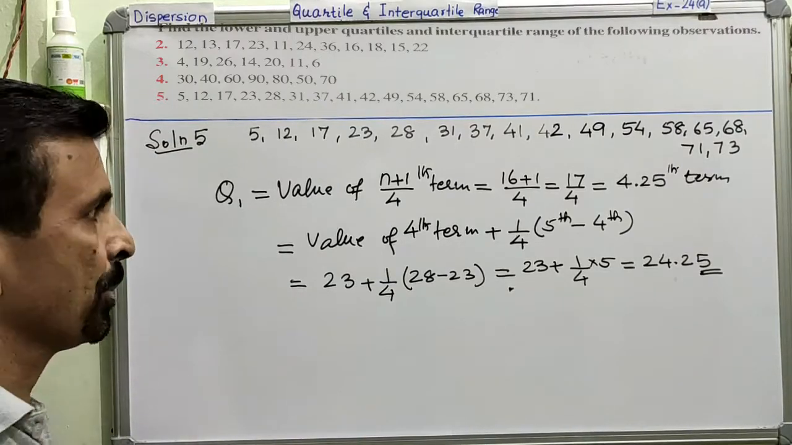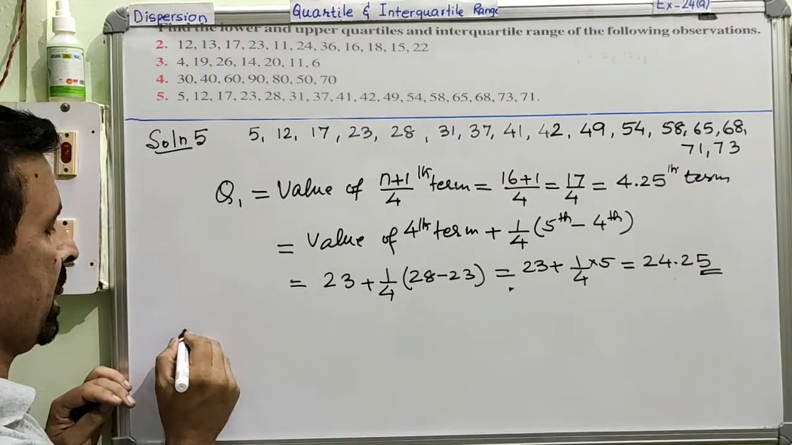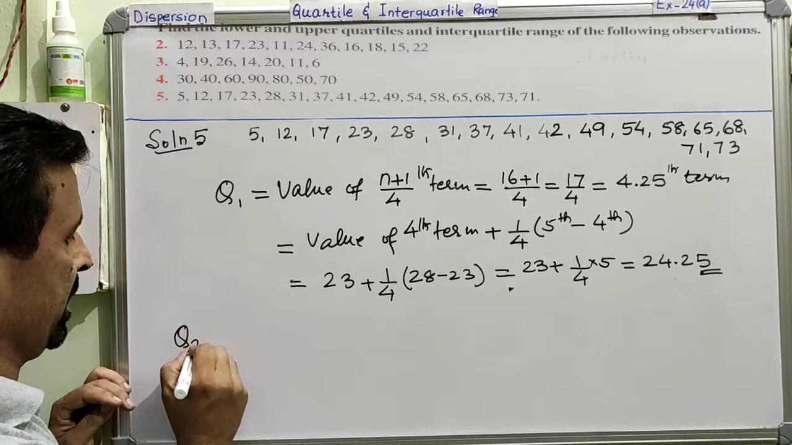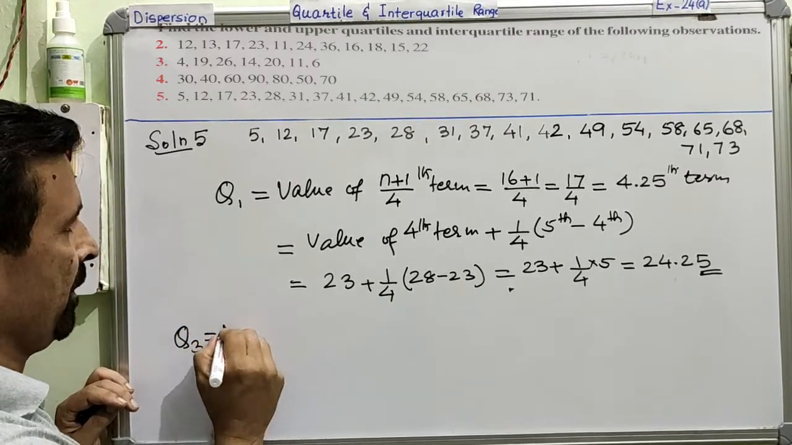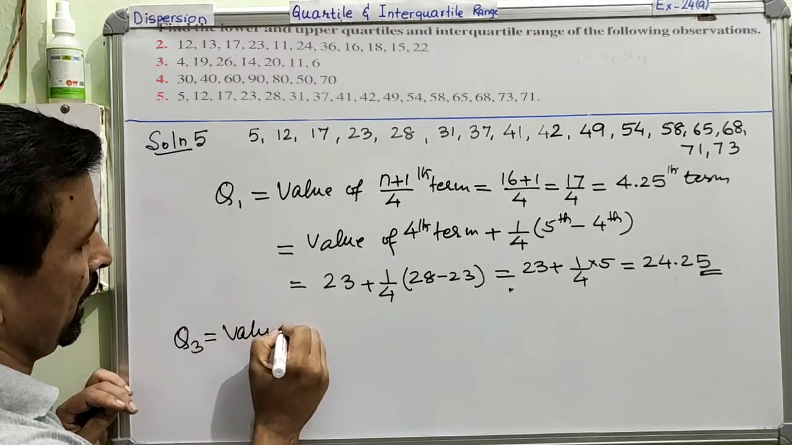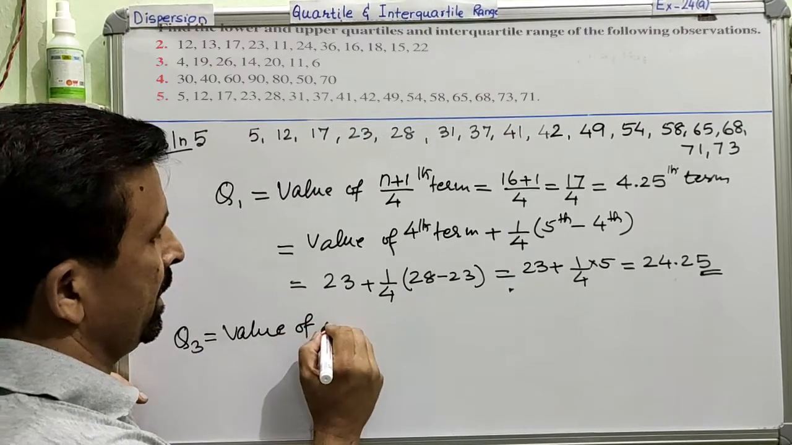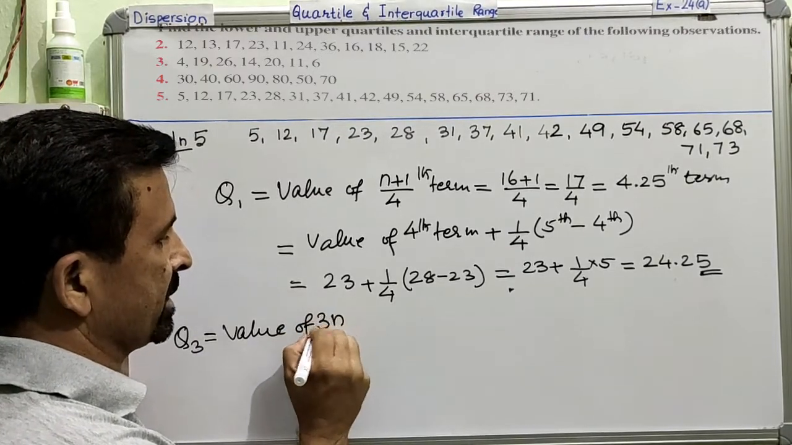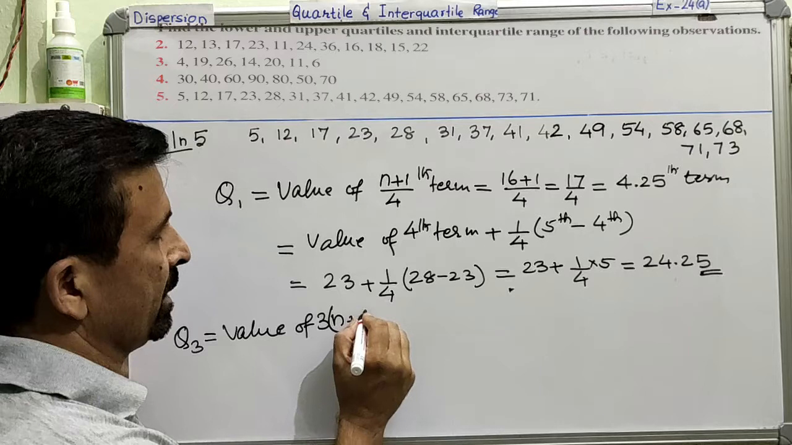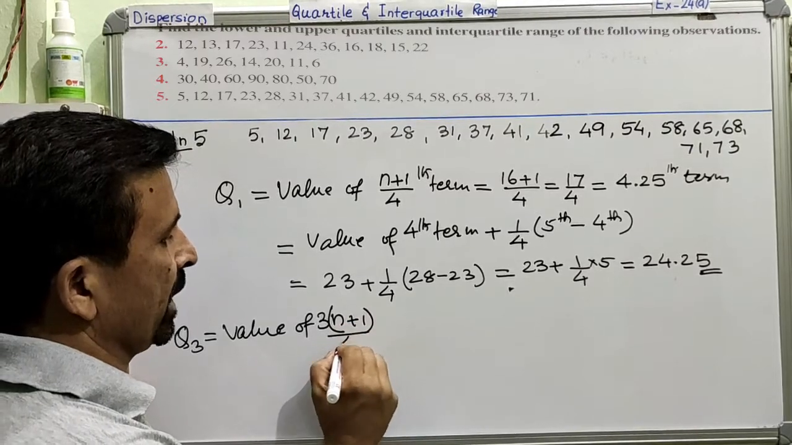Hope I am clear. Now likewise we will calculate Q3. Q3 is the value of the 3 times (n plus 1) over 4th term.